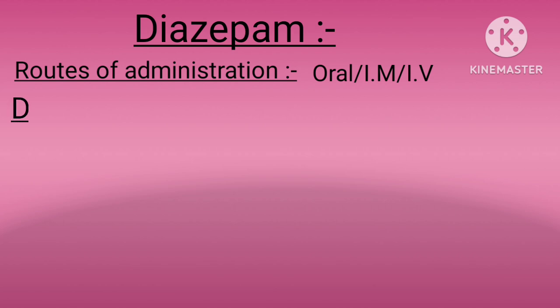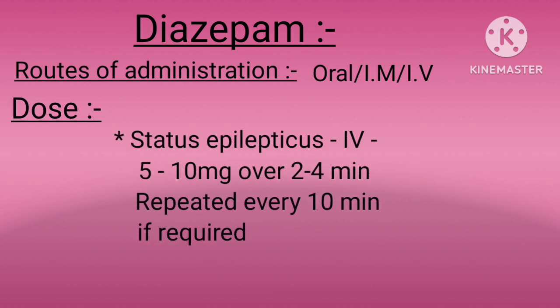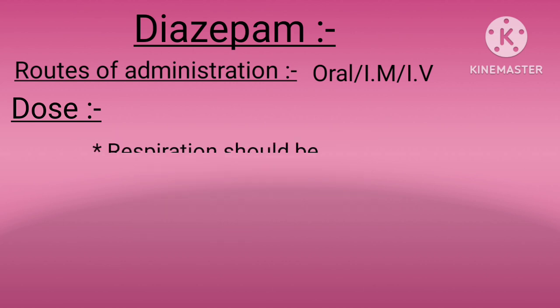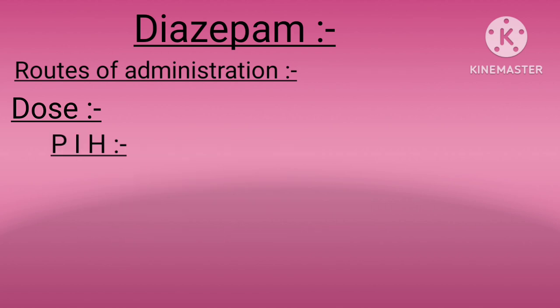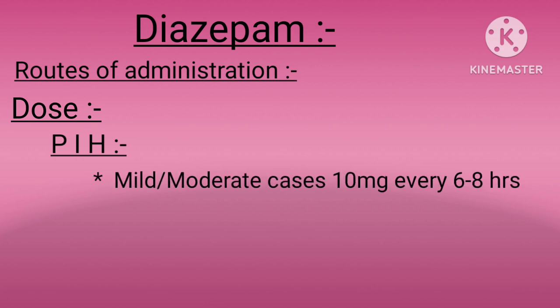Dose, in status epilepticus, we have to give IV 5 to 10 mg over 2 to 4 minutes. Repeated every 10 minutes if required. Respiration should be watched carefully. The anticonvulsant action lasts for 15 to 20 minutes only. In condition pregnancy-induced hypertension, that is PIH, it may be mild, moderate cases. We have to give 10 mg every 6 to 8 hours.